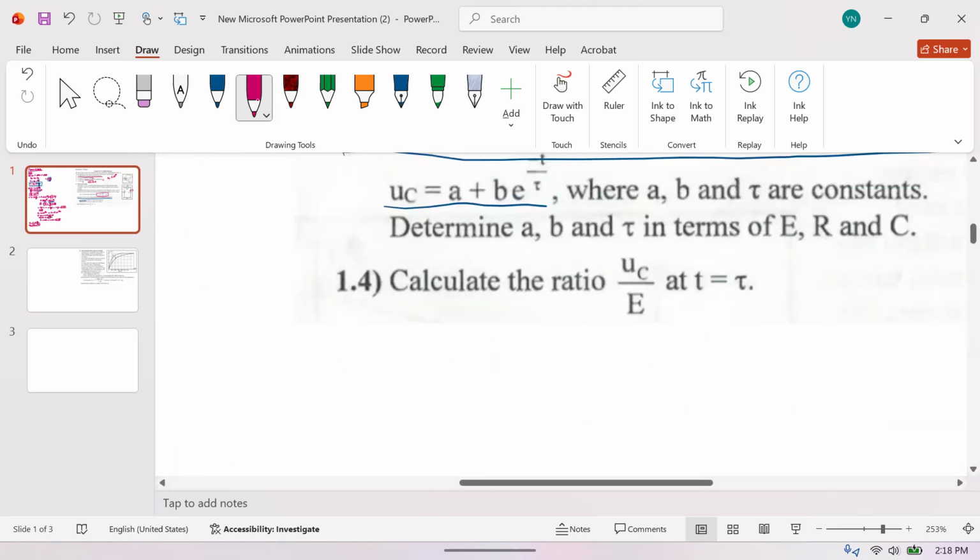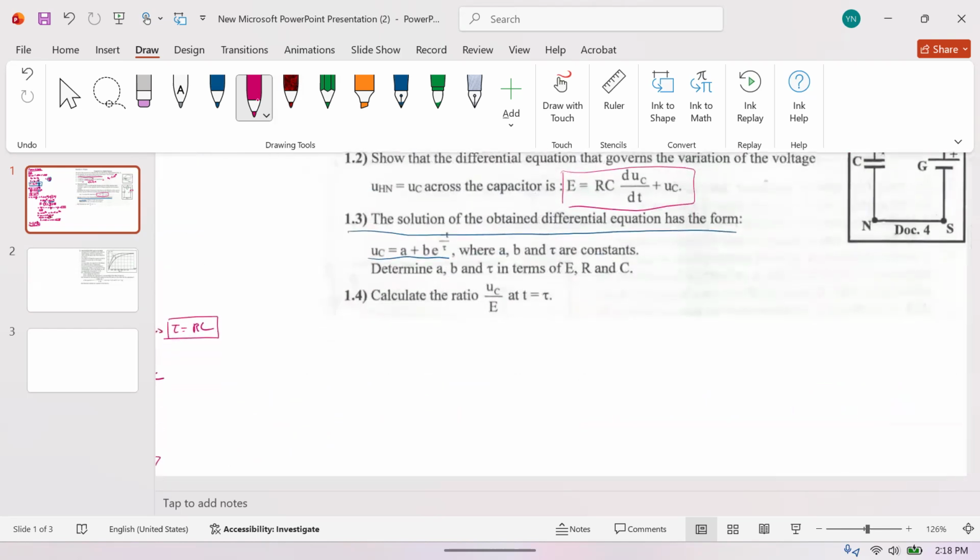Okay, this is 1.3. Now, 1.4, calculate the ratio UC over E at t equals tau. At t equals tau, I know that this time is very specific and special. Why? Because I know at this time UC has 63% of the maximum value, which I know is E. Even though I don't know the value of E in the given, they didn't tell us it's 9 volts or 10 volts or whatever, I know that the 63% is very important.